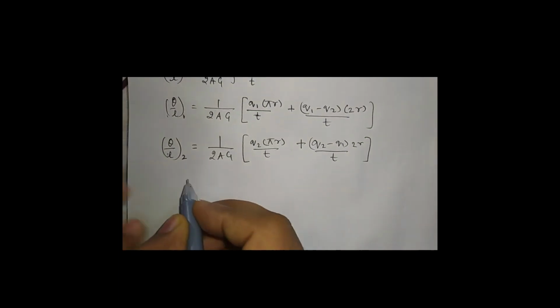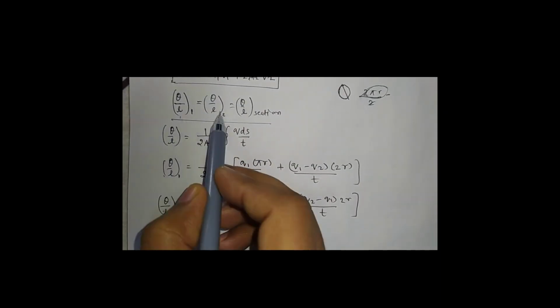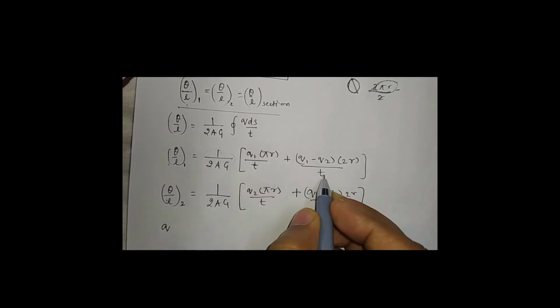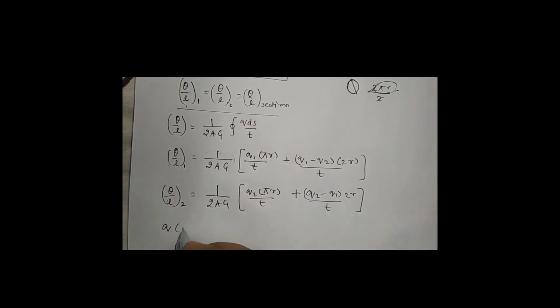Now from this equation we are equating this and this. As we are equating this and this, then this and this is common, then we can eliminate this, and also thickness is same here and here, then we will get Q1 pi r plus Q1 minus Q2 into 2r equal to Q2 pi r plus Q2 minus Q1 into 2r.